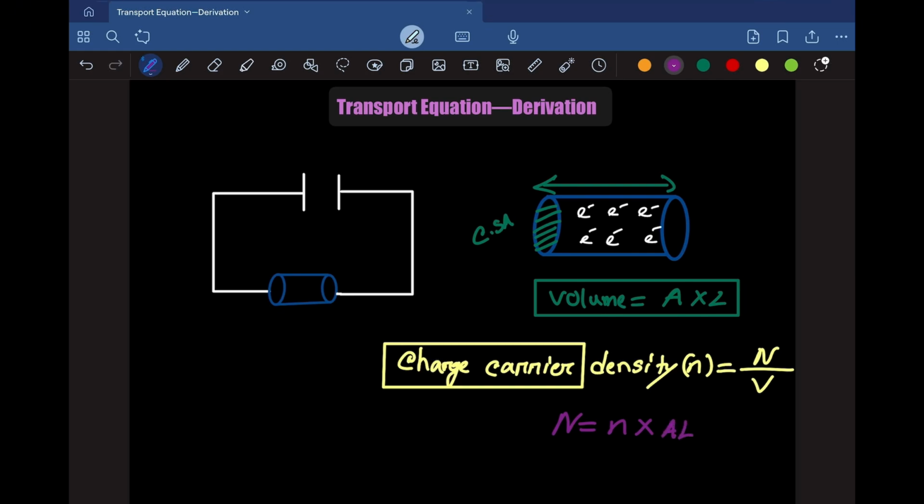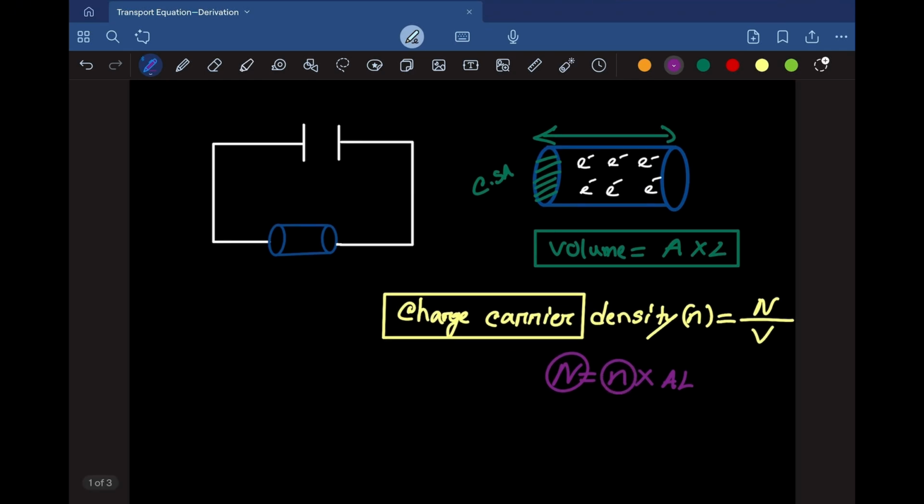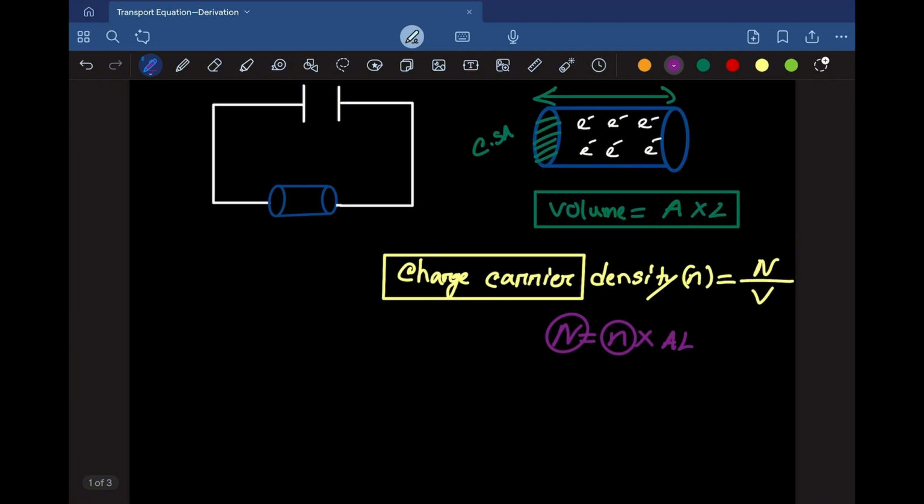Okay, all right. So we know this N is the total number of electrons, and this n is the charge carrier density, right? So let's look at another thing right now, which is, let's say, what is the charge of one electron?